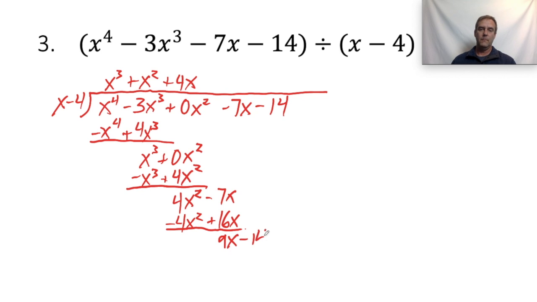Next term. Finally, what times x gives me 9x? That's just going to be 9. 9 times x makes 9x. 9 times negative 4 makes negative 36, which remember I'm going to change the signs on before I draw the bar. 9x and 9x cancel out. Negative 14 and 36, I'm pretty sure leave me with positive 22. And that's going to be my remainder because there's nothing else to bring down, nothing else to divide in. So my remainder will be 22 over the original divisor, x minus 4.